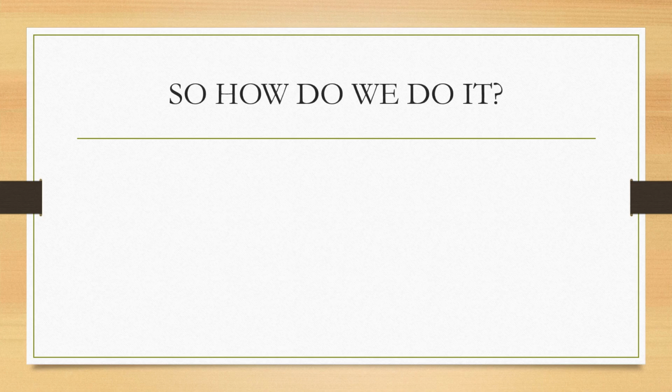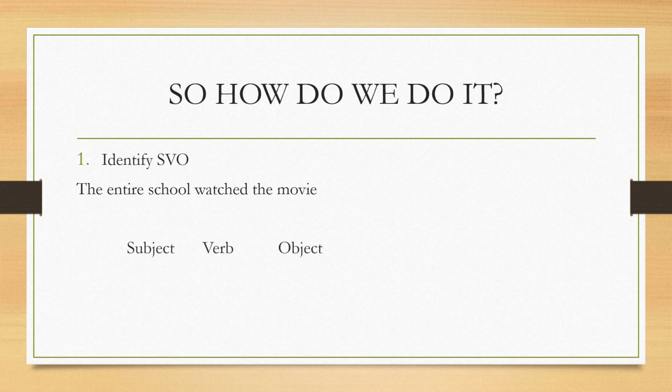How exactly then do we take something from active voice and change it into passive voice? We firstly have to identify the subject, the verb, and the object. Here's an example sentence. The entire school watched the movie. Where is the subject? Where is the verb? Where is the object? Can you tell me? So the entire school is our subject, watched is our verb, and the movie is our object. It is a thing affected by the school.